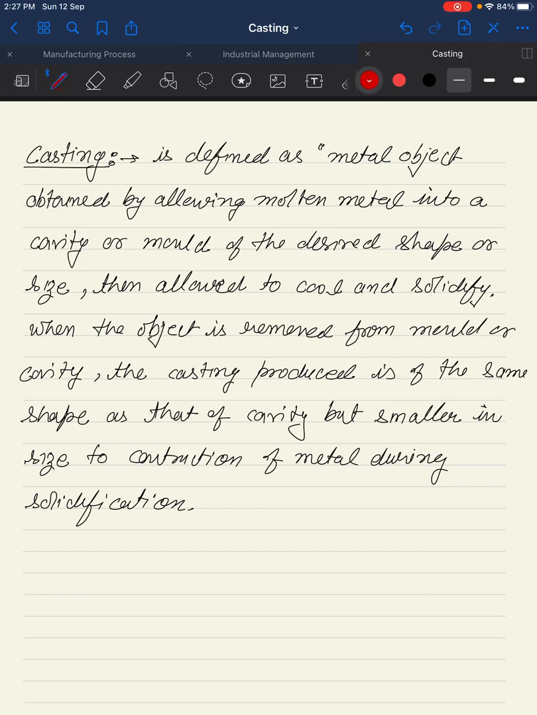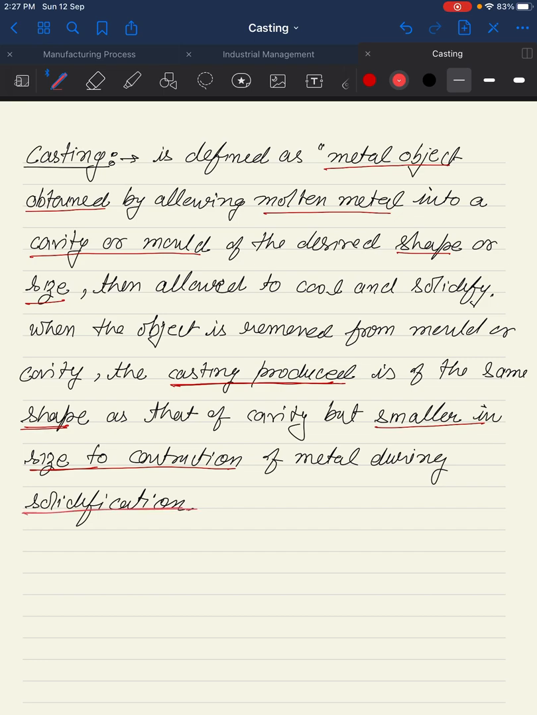So casting is defined as the metal object obtained by pouring molten metal into a cavity or a mold of the desired shape and size, then allowing it to cool and solidify. When the object is removed from the mold or cavity, the produced cast or product is of the same shape as the cavity but smaller in size due to metal contraction during solidification.